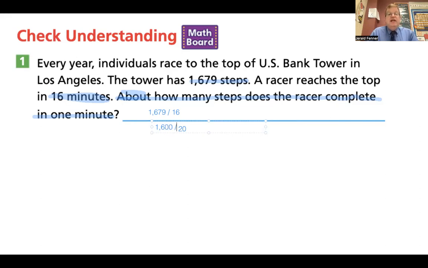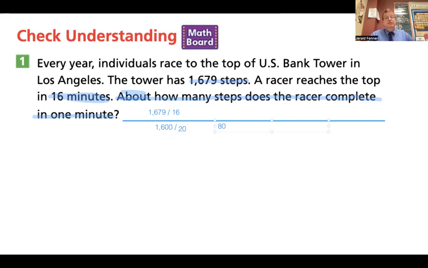We're a little bit offline here, but that's okay. You get the idea. 1,600 divided by 20. It would be, cross off the zeros, put the 0 down. 16 divided by 2 is 8. So that would be 80. 80 steps per minute.